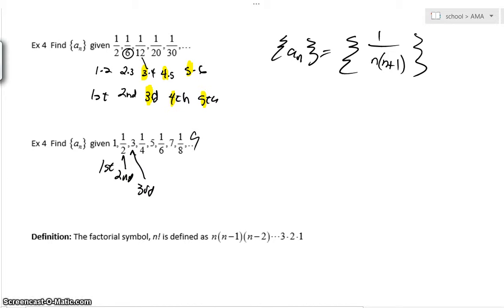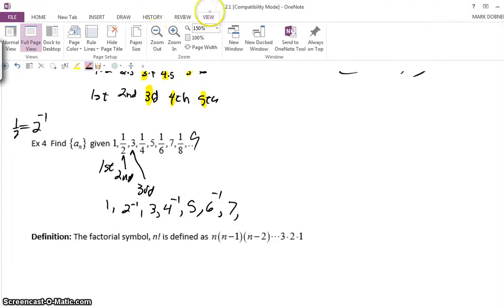Wow. Dare I say, we're dealing with some reciprocals. What's another way to write any old reciprocal? Like even start with 1/2. What's another way to write 1/2? 2 raised to the... oh, so you mean I could go 1, 2 to the negative 1, 3, 4 to the negative 1, 5, 6 to the negative 1, 7, and so on. Well, that's at least a help.